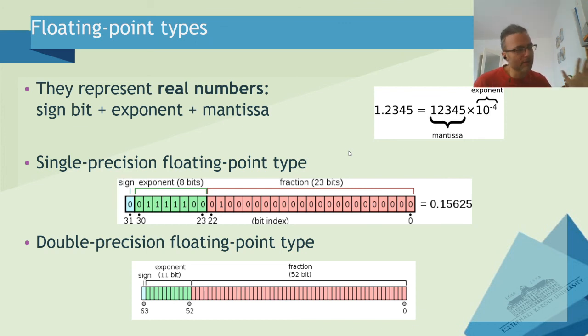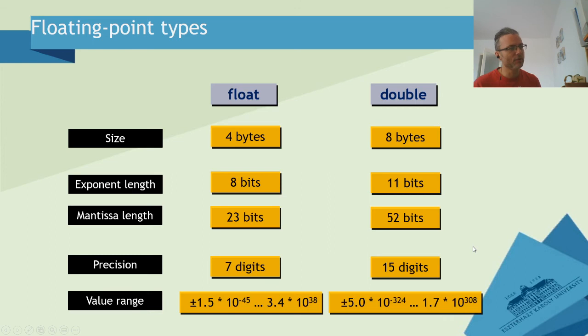In your other class about the introduction to informatics, you will learn much more about how to represent floating point numbers. Now I just wanted to give a short introduction. Anyway, in programming languages such as C#, you can use two floating point types.